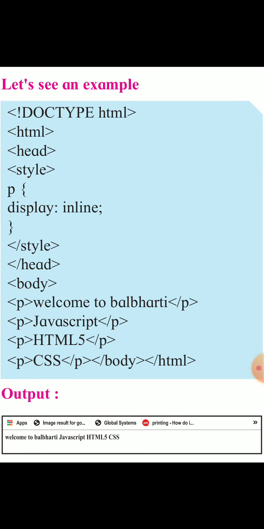Okay, now see the example of the display property. Here we have assigned the property for a p selector, that is for paragraph, display: inline. Now see, in the body tag, in paragraph 1, the first p tag, they have written Welcome to Bal Bharti. Then in another paragraph they have written JavaScript, in another paragraph HTML5, and in the last one also CSS. If you see the output, all the words Welcome to Balbharti, JavaScript, HTML and CSS appear in a single line because we have used the display property inline.